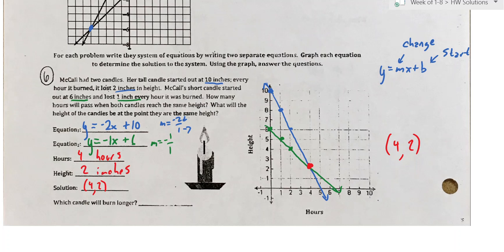The question is, which candle will burn longer? There we're looking for which one crosses the hours axis the latest, and that's going to be this green one, the short one. Okay, so hopefully this is helpful, and just be prepared for your quiz tomorrow. Thanks.